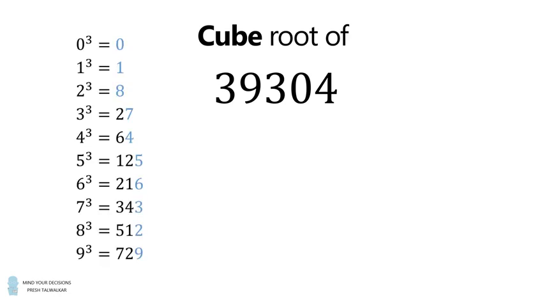You of course first have to memorize the cubes of the numbers from 0 to 9. Then the procedure is very similar. In fact, it's even easier because each of the last digits is different. So we look for the cube whose last digit is equal to 4. The only option is 4 cubed, which is equal to 64. So we put down a 4 here.